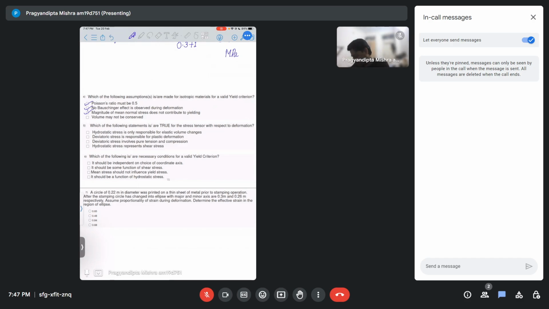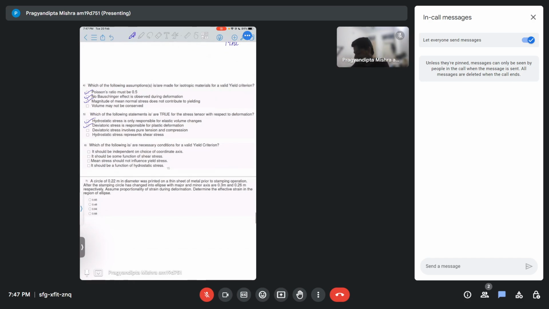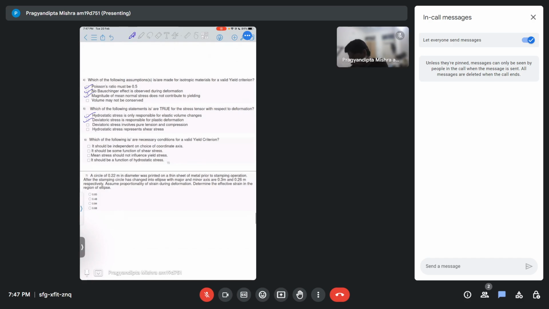First option, hydrostatic stress is only responsible for elastic volume changes. That is true, so you can take that. Next option, deviatoric stress is responsible for plastic deformation. Again, that is true. We discussed that today. Next option, deviatoric stress involves pure tension and compression. That is false. It only involves the shear part, not the tension and compression part. And then hydrostatic stress represents shear, which is again false.